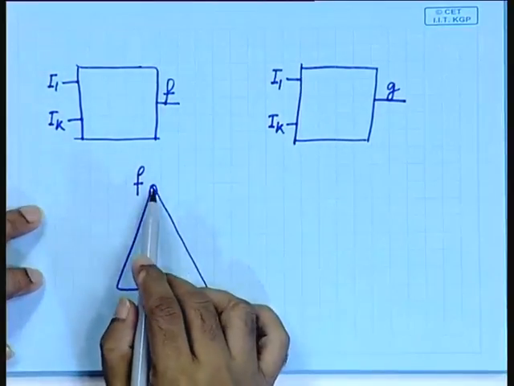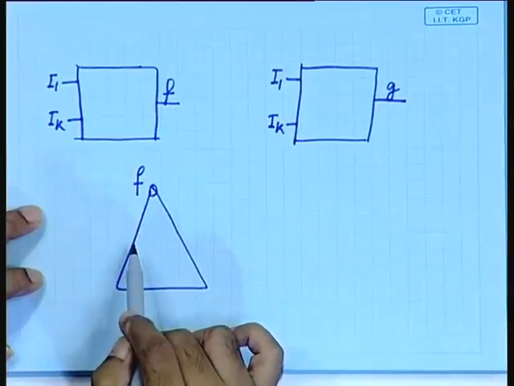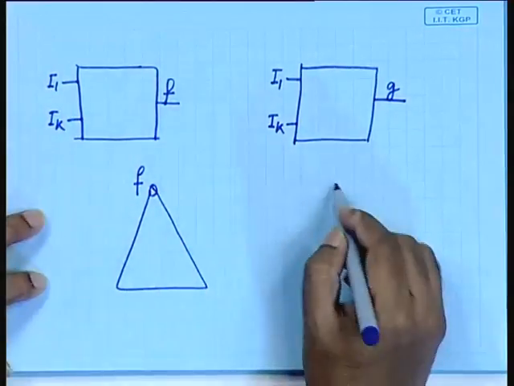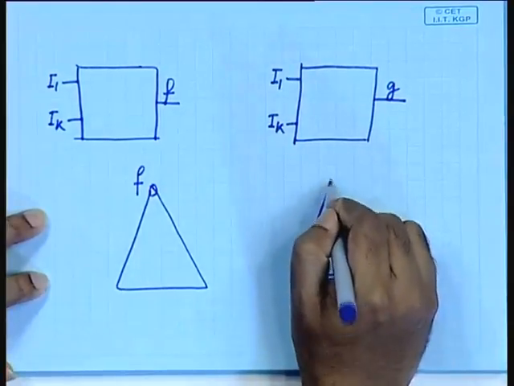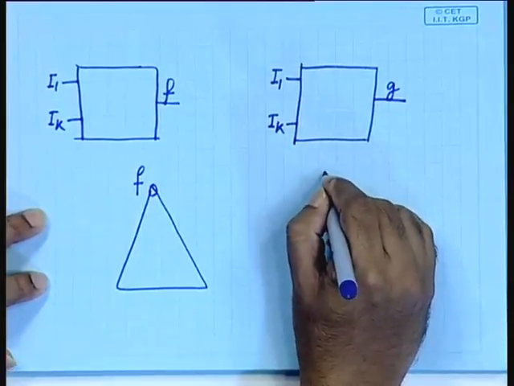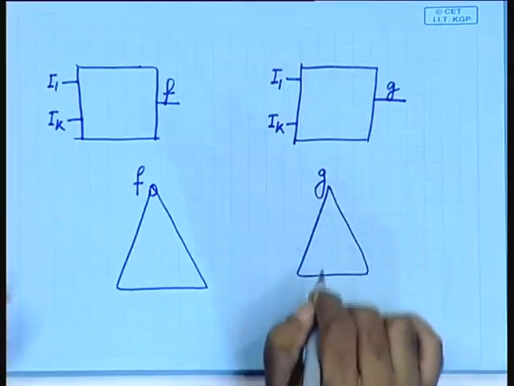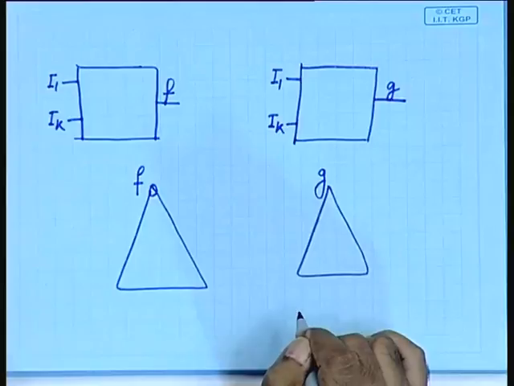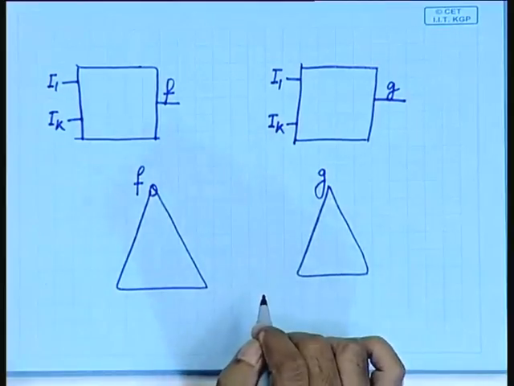What are the variables that are there in this BDD? These inputs I1 through Ik. I create a variable for f, another for g, I1 through Ik. How do I test their equivalence? These two should be isomorphic.